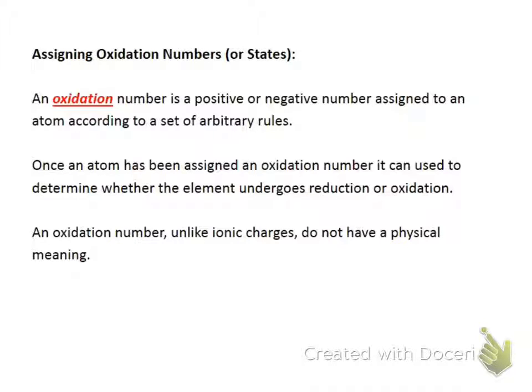What an oxidation number or state is, is a positive or negative number that's assigned according to an arbitrary set of rules. It is not the same thing as charges, like in the beginning of the semester when we did ionic charges. Now, in some cases, the ionic charge will be the same as its oxidation number, especially for metals, but in other cases it's going to be different. Unlike the ionic charges, they actually don't have a physical meaning. It's a way for us to determine what's going on in terms of the electrons being transferred.